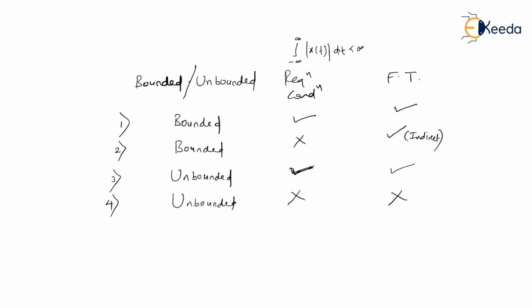So as I said, even though the required condition is not satisfied, at least the given signal has to be bounded, then Fourier transform will exist, but for that purpose you cannot use the formula, so you have to use some indirect method. So what is the indirect method? Yes, we'll understand in the next video.